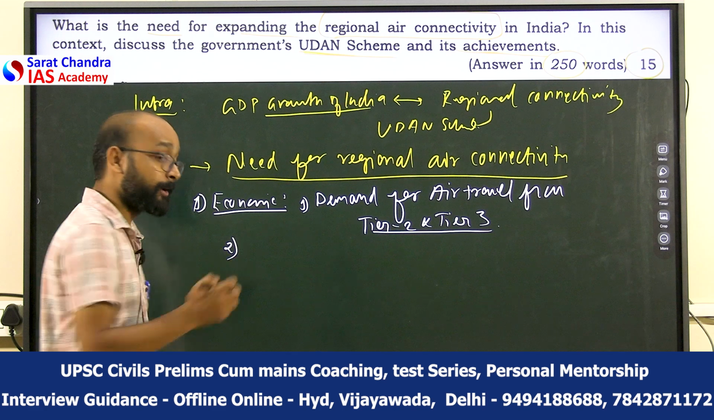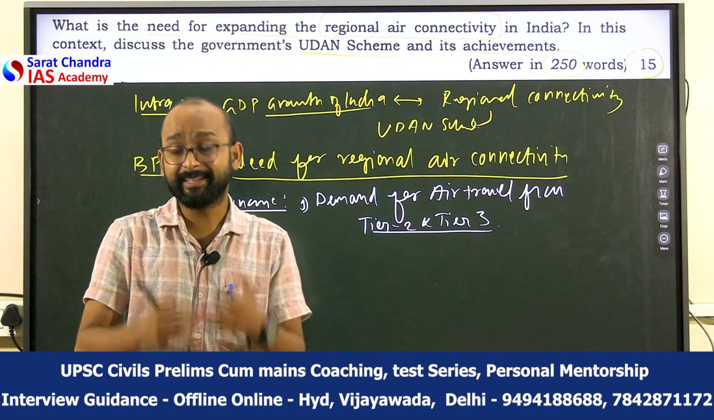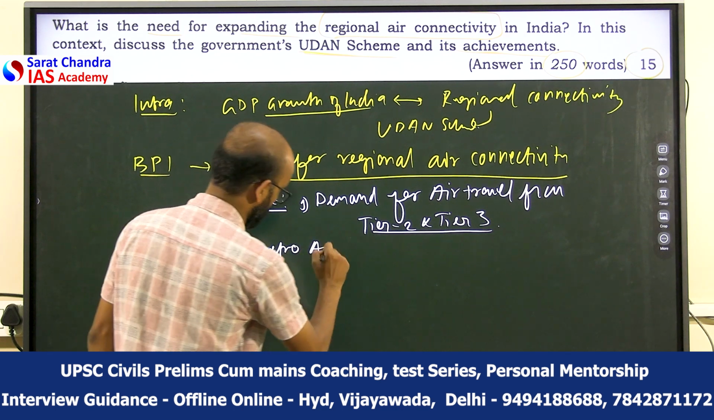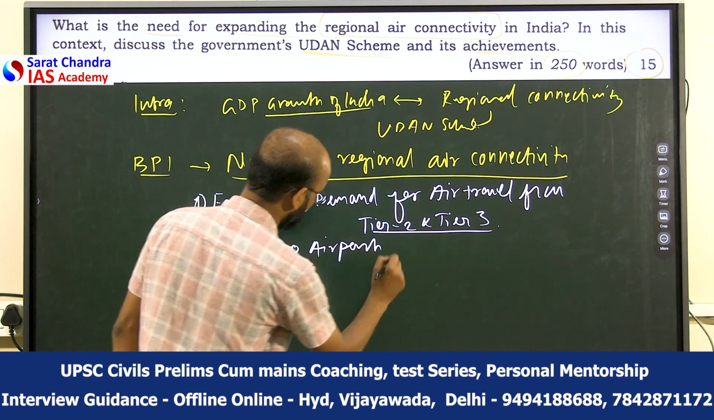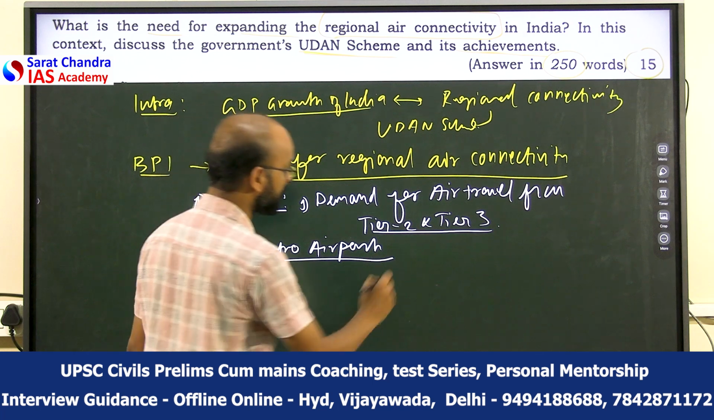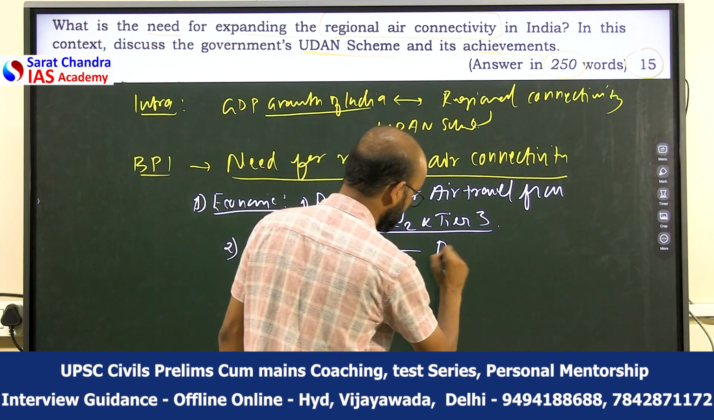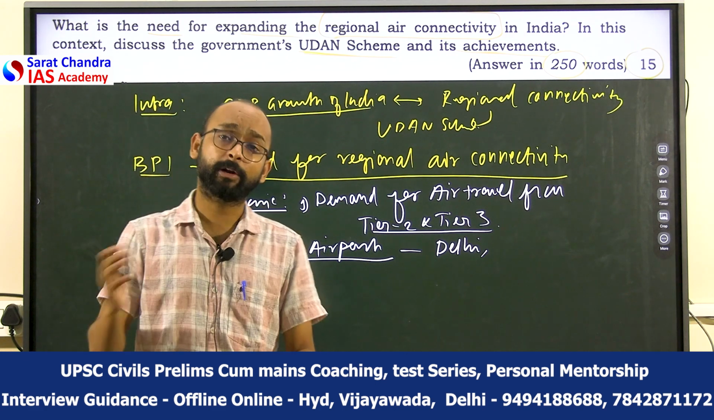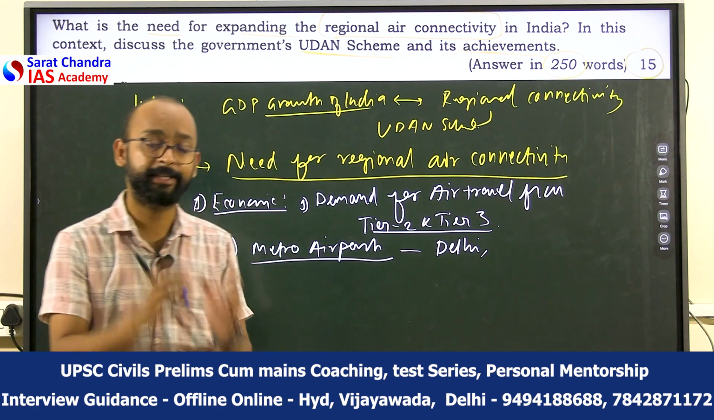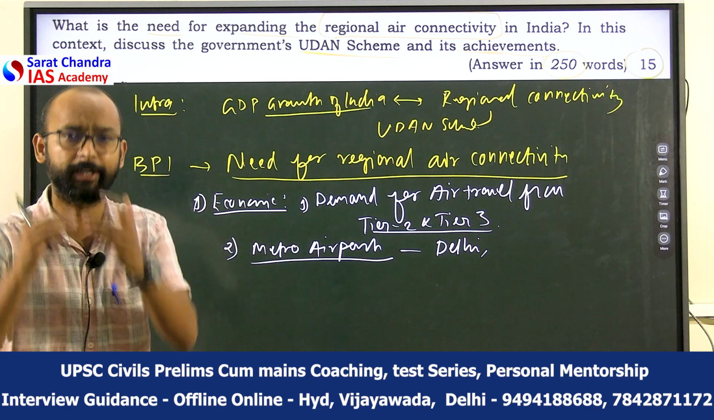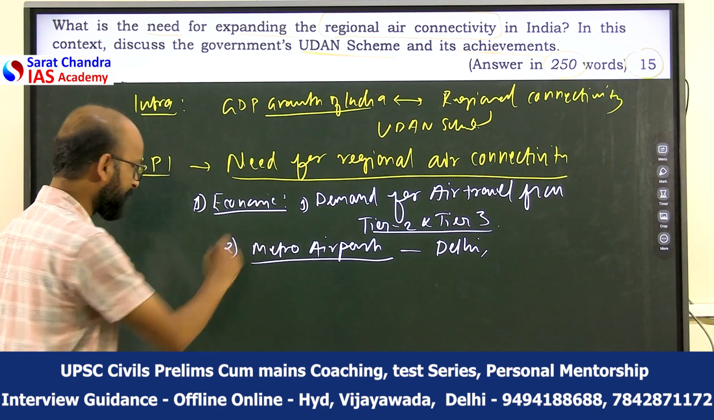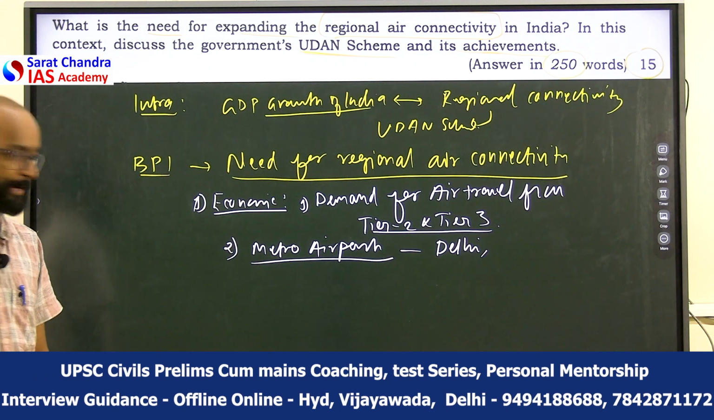Point number 2 is over congestion. The metro airports are already congested, especially airports like Delhi, Bangalore, Mumbai. These are already over congested. So there is a need for regional air connectivity to reduce the congestion in these metro airports. So that can also be a point.